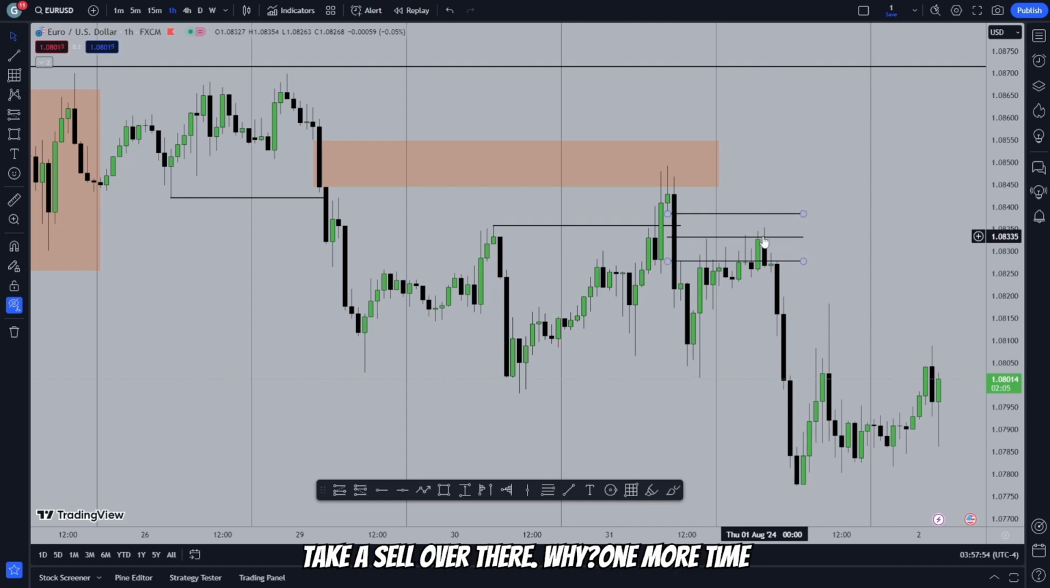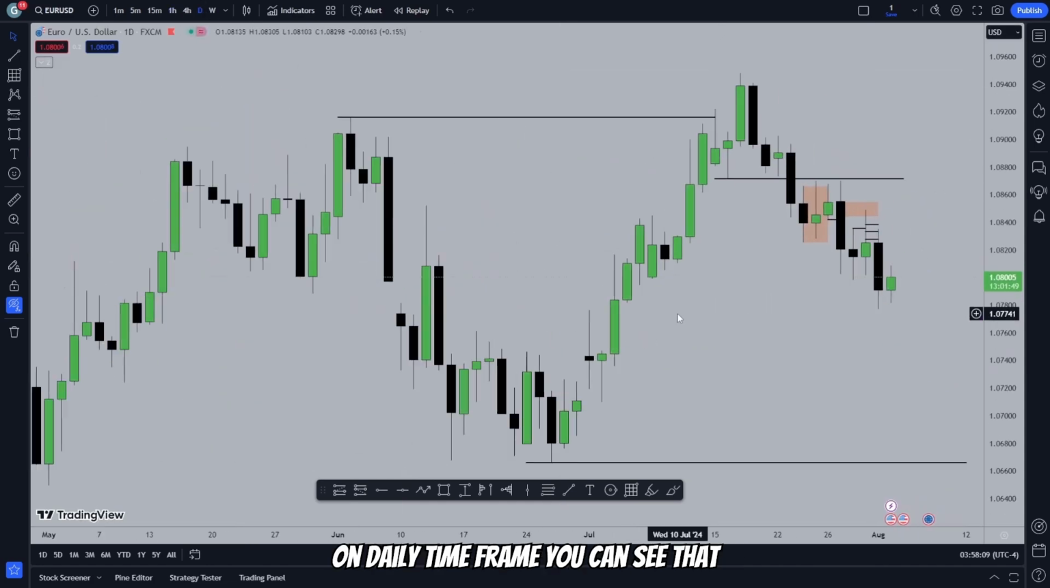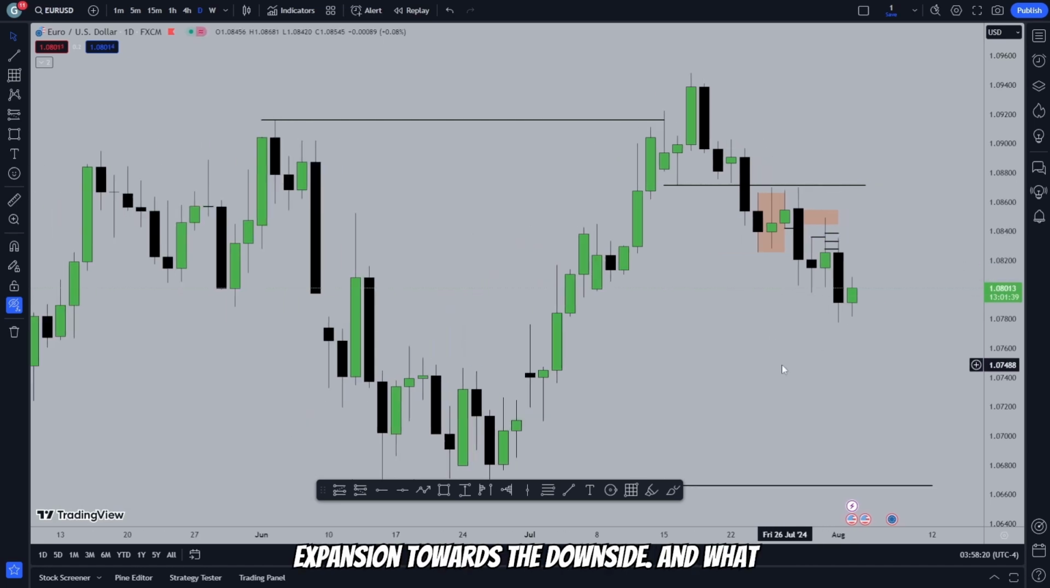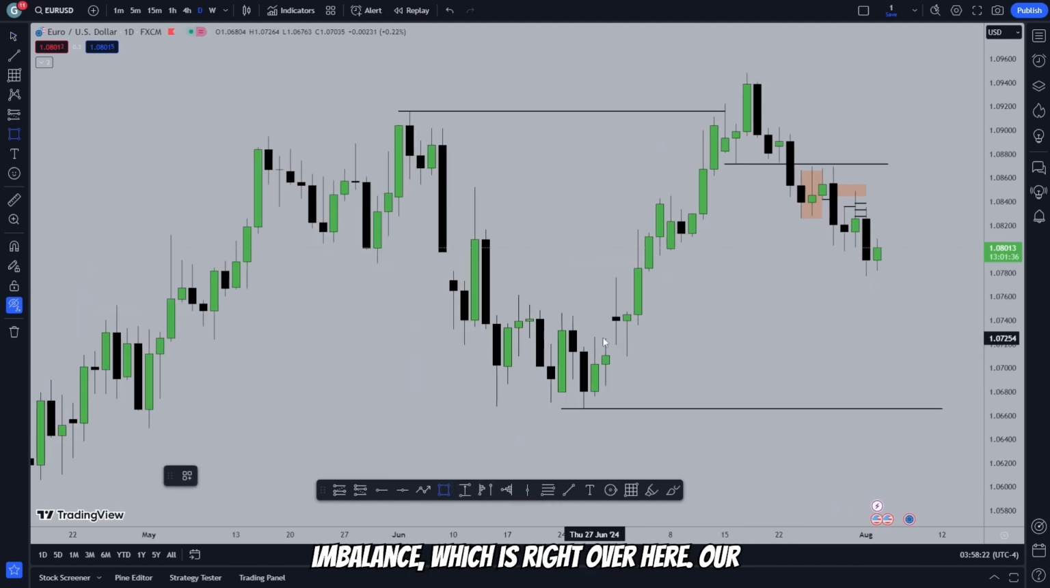Why? One more time, I'm telling you that the weekly time frame is bearish. Okay, the weekly time frame is telling that the bias will be bearish for the whole week, and on the daily time frame also it's bearish. Because on the daily time frame you can see that price came down into this candle's range, and we are still in this big candle's range, so we can expect another expansion towards the downside. And what will be our target? Our target will be an imbalance which is right over here.